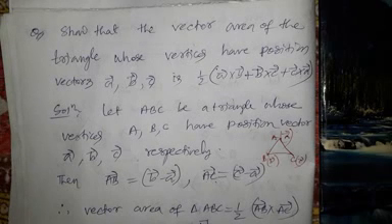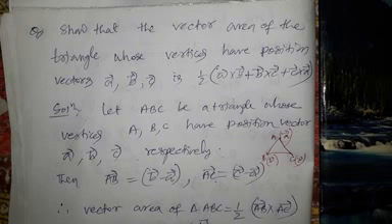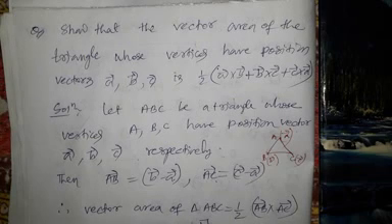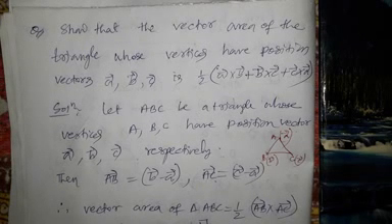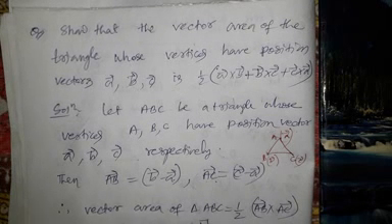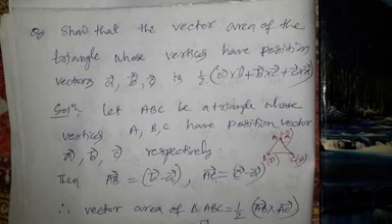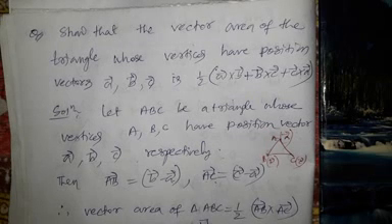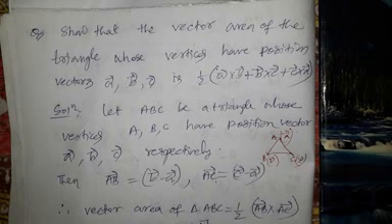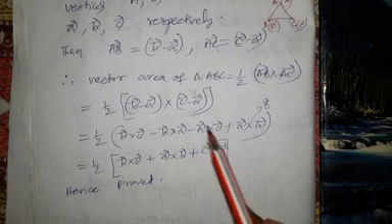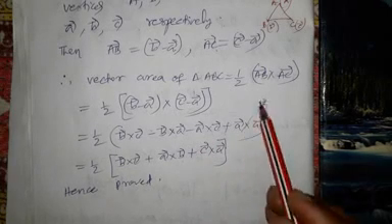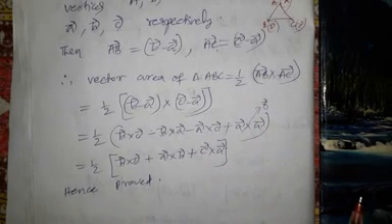That means after expanding, this gives A cross B. A cross A has the value 0 vector. So the remaining is B cross C vector plus A cross B vector plus C cross A vector. Hence proved the question. B cross C plus A cross B plus C cross A. That's why it is proved.